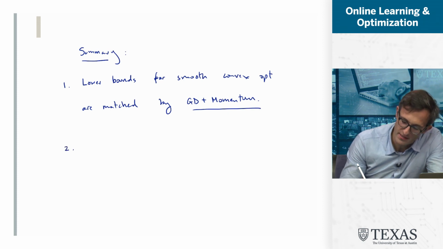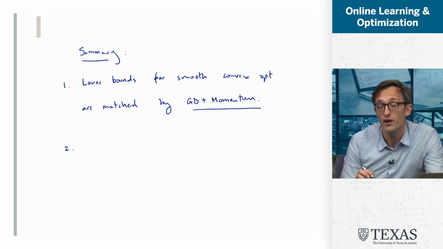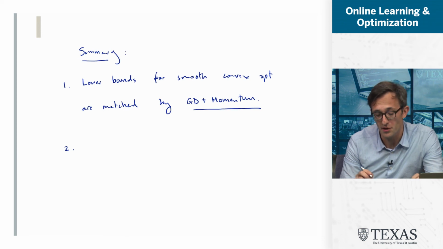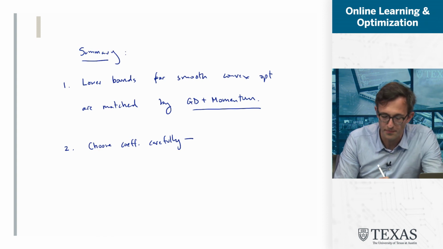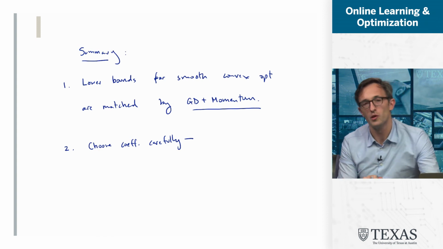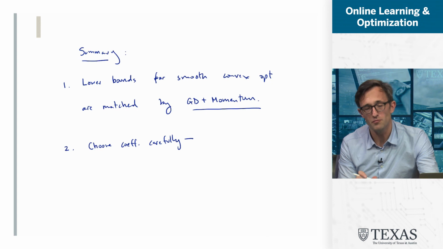A final comment is that we did have to work quite hard to choose the coefficients carefully. So this seems to be important. We now have matching upper and lower bounds. And this concludes this section. We'll pick it up next time.